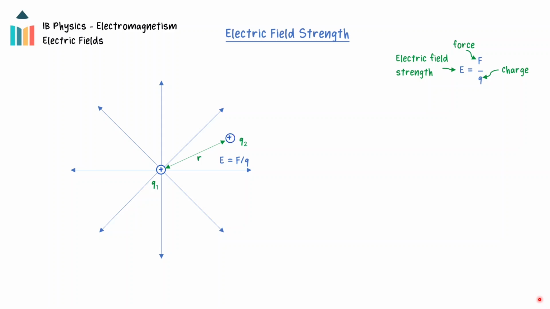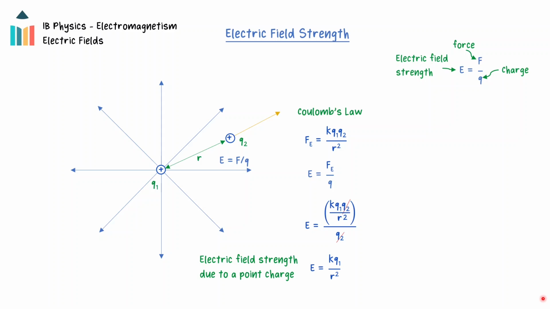If a charge Q2 is placed at this point, it will experience an electrostatic force described by Coulomb's law. By substituting Coulomb's law into the definition of electric field strength and canceling out the magnitude of the charge Q2, the relationship for the electric field strength of a point charge can be derived. In this formula, K is Coulomb's constant, 8.99 times 10 to the 9 Newton meters squared per Coulomb squared. Q1 is the magnitude of the point charge creating the field, and r is the distance from the charge to that point.